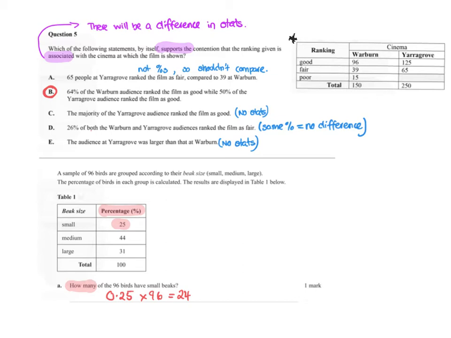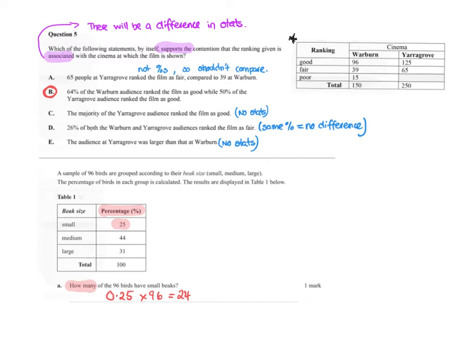Now, why would we change things to percentages? Because it's hard to compare. You can't compare numbers about the film, because more people went to Yarra Grove than Warburn. But if we're talking about whether people found the movie fair, good or poor, you would have to look at the percentage at that venue.